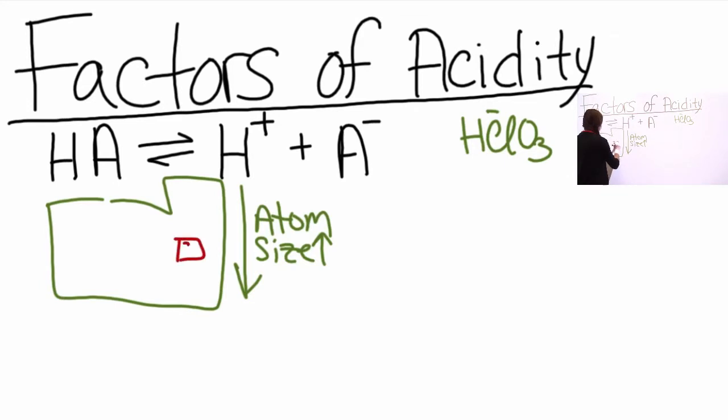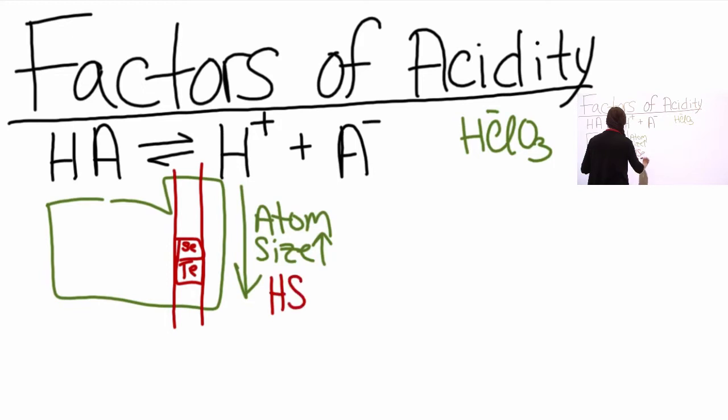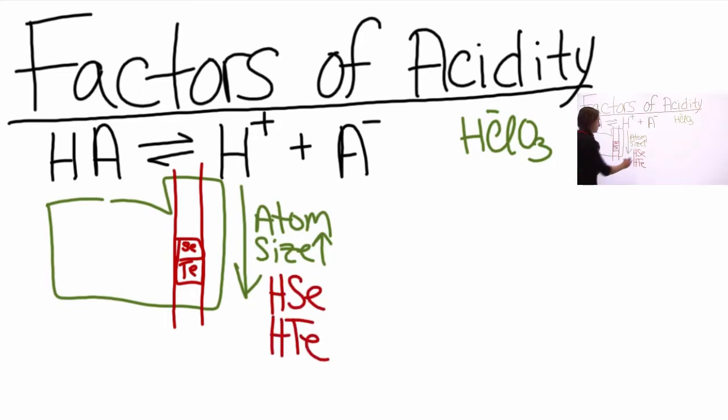And so an example of this is on the periodic table. We have selenium and then tellurium, and they're both in the same group of the periodic table. And so H2Se versus H2Te, selenium is going to be slightly smaller than your tellurium, so your tellurium is going to have a longer bond length and therefore dissociate easier. So this is going to be your stronger acid compared to your hydrogen selenide.